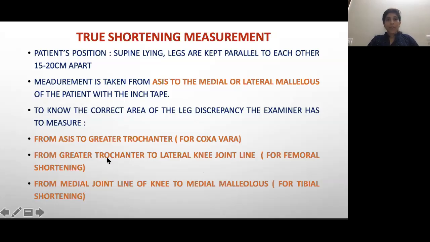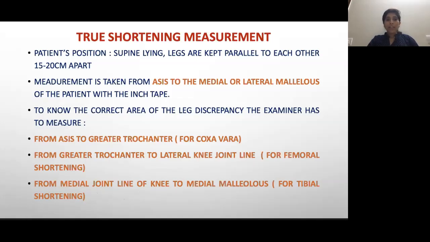Segmental limb length measurement should be taken at three places: from the ASIS to the greater trochanter to check for hip deformities, that is coxa vara. Then from the greater trochanter to the lateral knee joint line for femoral shortening, and from the medial joint line to the medial malleolus for tibial shortening.